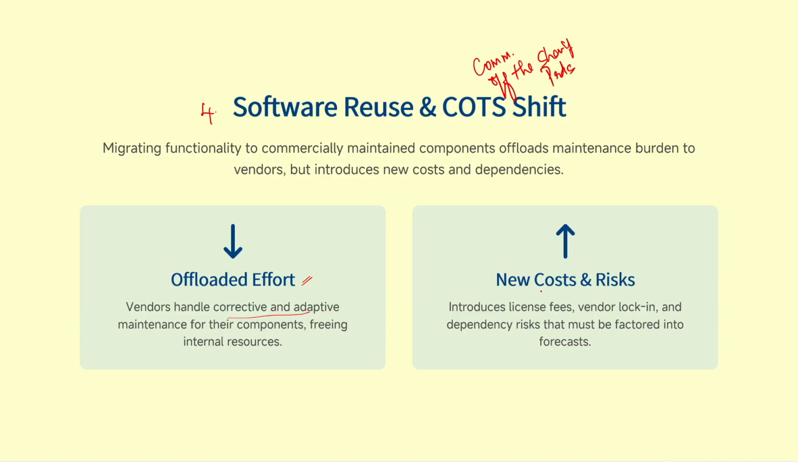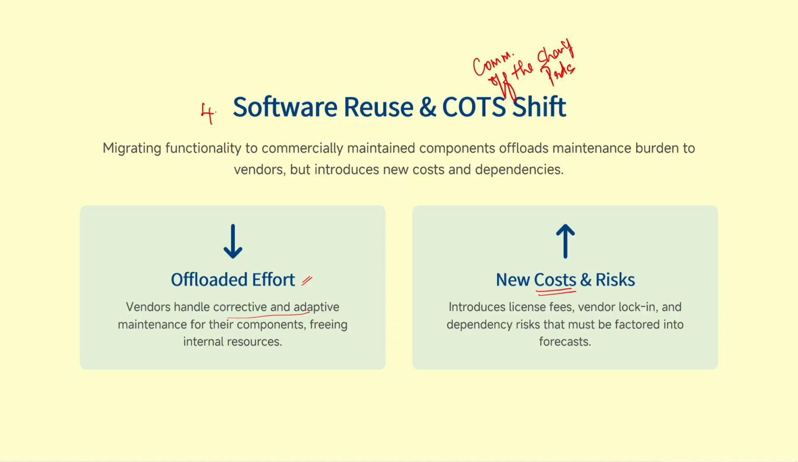But there is an associated risk. What are they? One is the cost. When the vendors take the product in their hand, obviously there will be a cost associated, and sometimes there is also a possibility of privacy issues. You cannot just provide all the details to the vendors. There could be some license fees and a dependency risk that must be factored into the forecast.